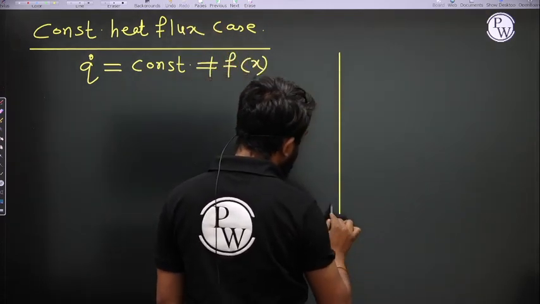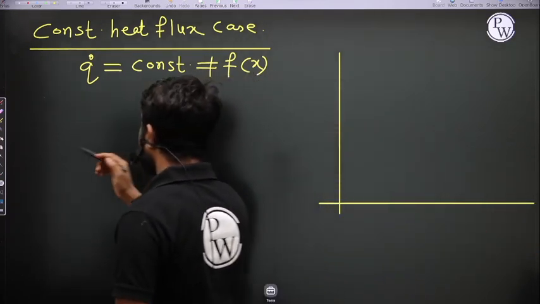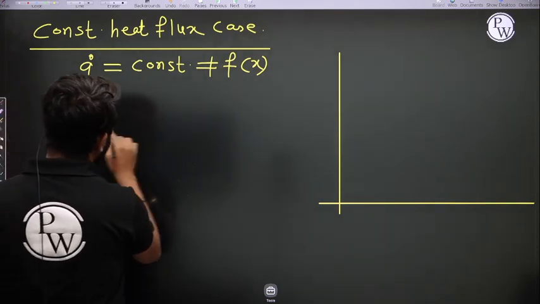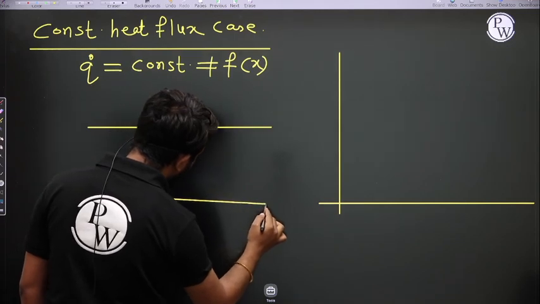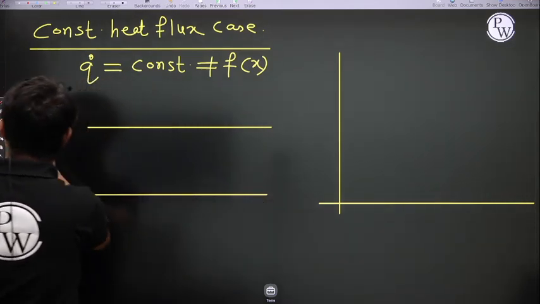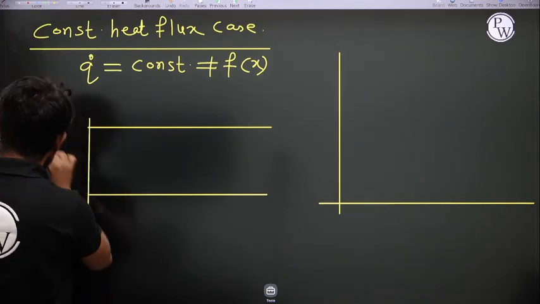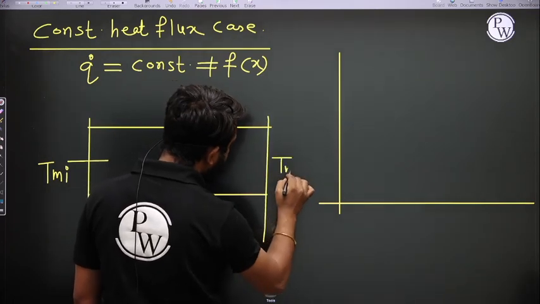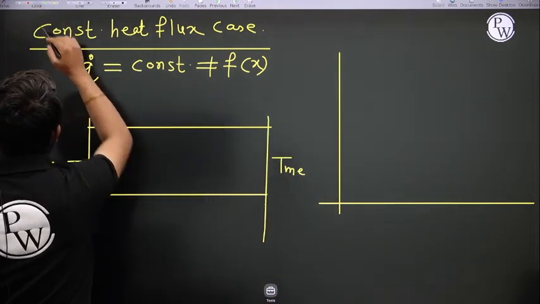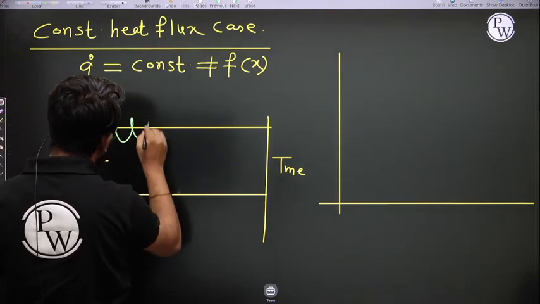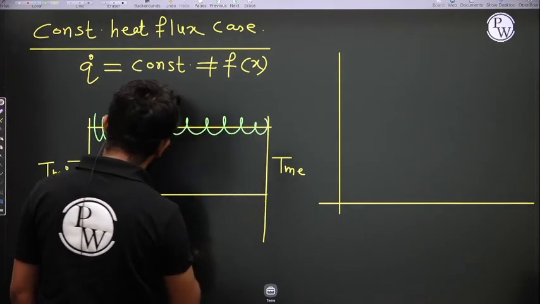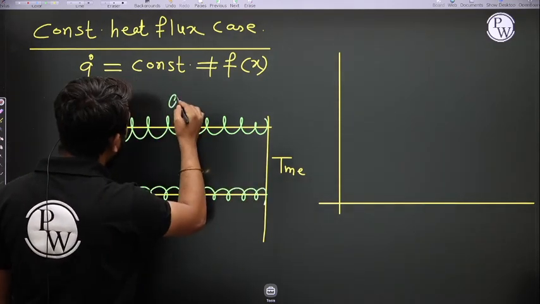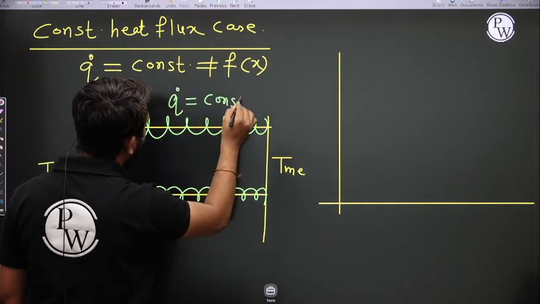Okay. So I want to see the temperature variation, but first that Q dot, again same thing. I am considering, see here, this is the pipe, and here the mean temperature is Tmi, here the mean temperature is Tme, right. Constant heat flux case is there. So in the constant heat flux case, the wall of the pipe is wrapped with a heating coil like this, so that Q dot is constant, not a function of x.